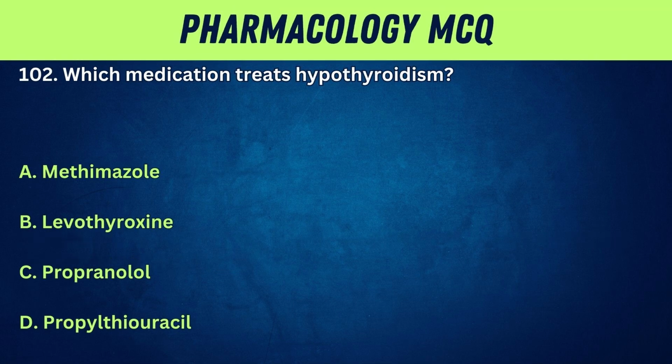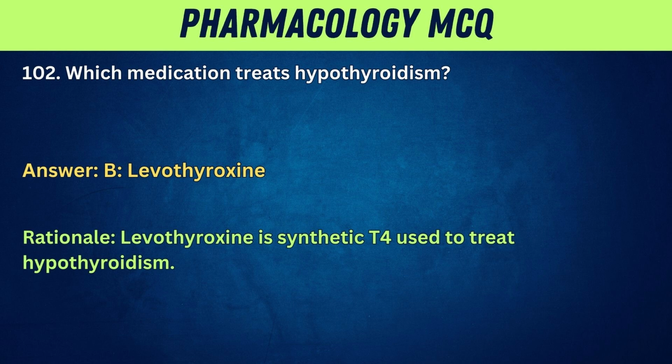102. Which medication treats hypothyroidism? A. Blocks H2 receptors. B. Levothyroxine. C. Propranolol. D. Propylthiouracil. Answer: B. Levothyroxine. Rationale: Levothyroxine is synthetic T4 used to treat hypothyroidism.